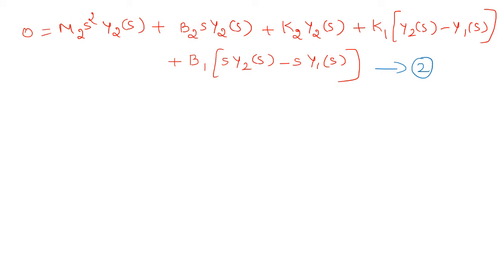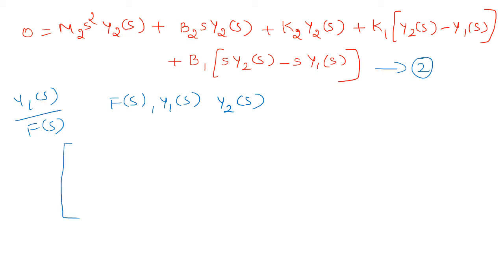So the required transfer function is Y1 of s by F of s. Now, how many variables do we have? The parameters we have are F of s, Y1 of s, and Y2 of s. Since the equations are lengthier, we can write them in matrix form. The first variable is Y1 of s, the second variable is Y2 of s.